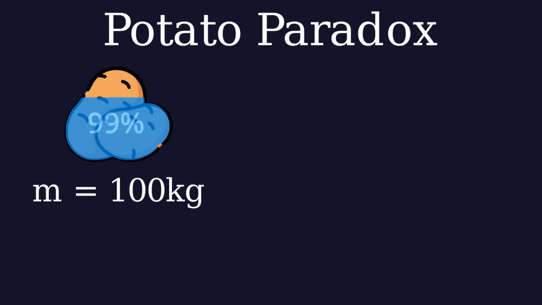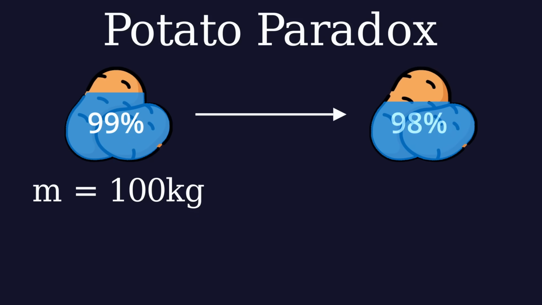This problem is called the potato paradox and goes like this. There is 100 kilograms of potatoes, which are 99% water by weight. They get dehydrated until they are 98% water. What is the total weight of potatoes after dehydration? Surprisingly, the answer is 50 kilograms.